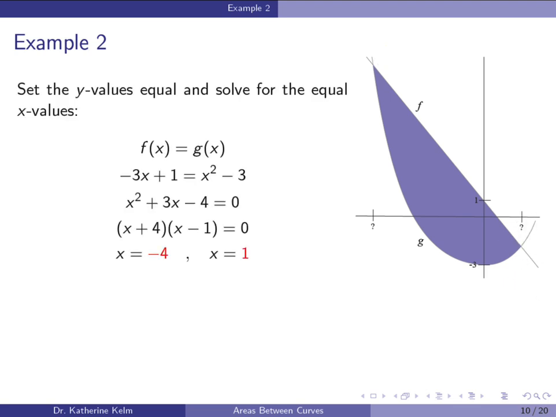We can set the y values equal and solve for the equal x values. So when we set f of x equal to g of x, we get x equals -4 and x equals 1, which is plausible given our sketch. This is now x equals -4, and this is x equals 1. In fact, if we plug in -4 to either f of x or g of x, we will get 13 out.